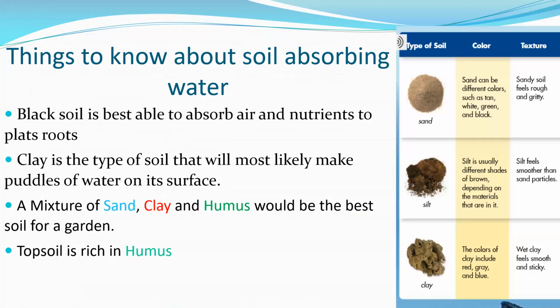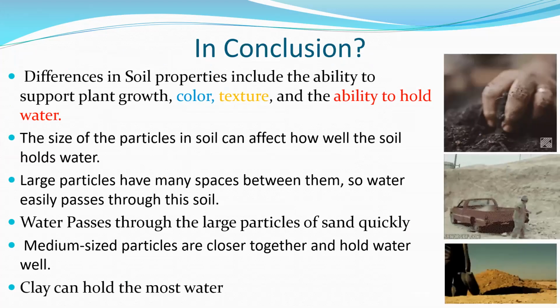Okay, so there's a couple of things to know about soil absorbing water. Black soil is best able to absorb air and nutrients to plant roots. Clay is the type of soil that will most likely make puddles of water on its surface. A mixture of sand, clay, and humus would be the best soil for a garden. And topsoil is rich in humus.